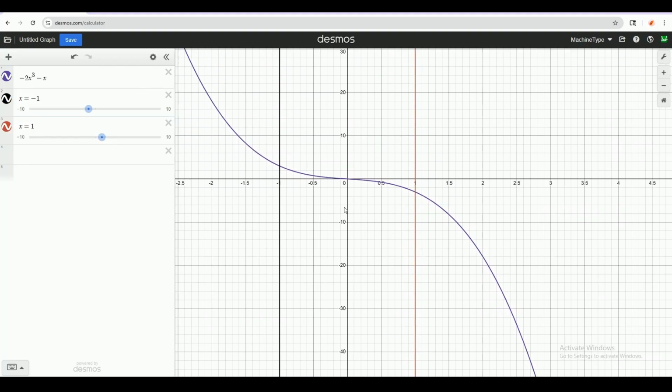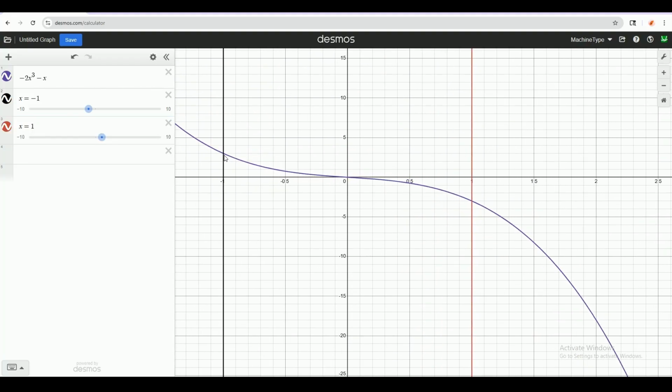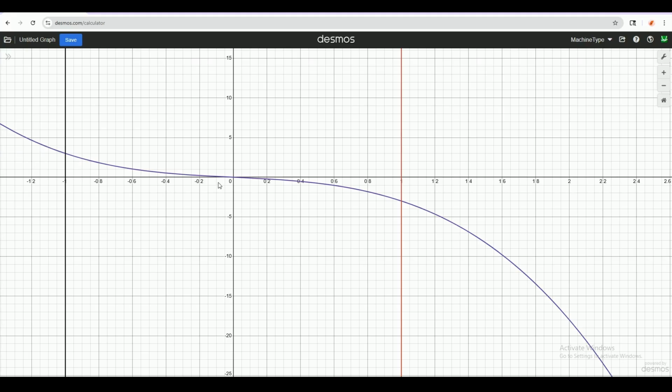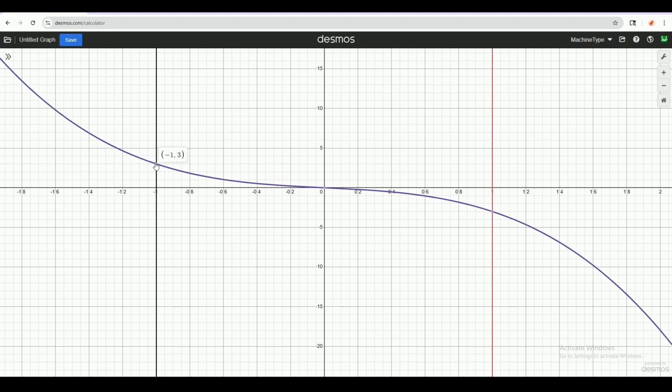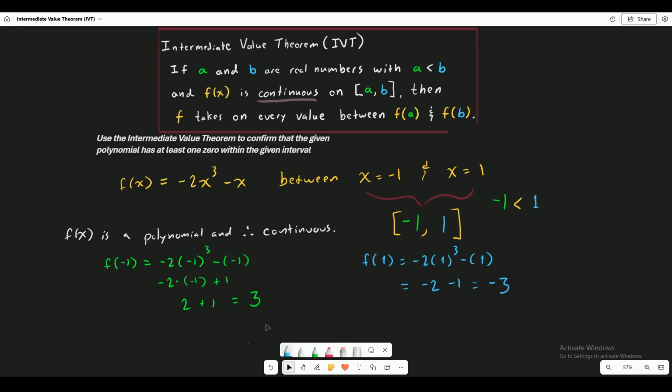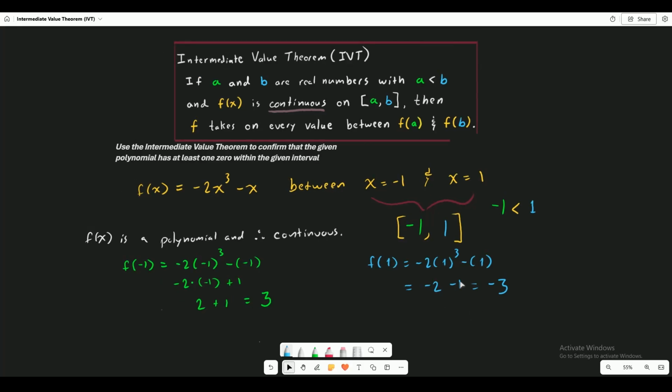And there we are right there. We're zooming in right here. Hey, look, 3 and negative 3, and we crossed it right there. There it is. That's the intermediate value theorem in action. Just like that. It went from positive to negative, which means we did cross it because 0 is between those two numbers.